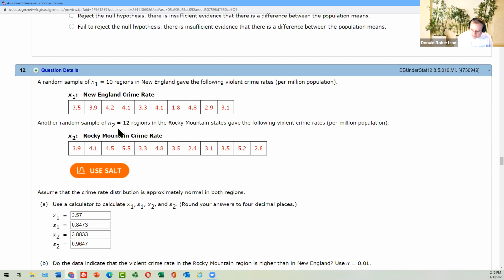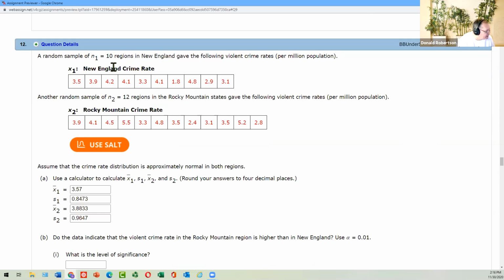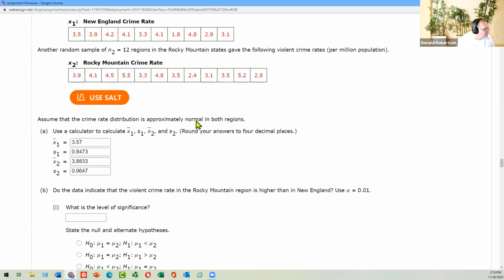You see what I'm doing there? I'm just switching them in order. But when you switch them in order in English, doesn't the relationship switch as well? So if Rocky is bigger than New England, isn't New England less than Rocky? And it's important that we get the order correct when we do our test. So, New England less than Rocky.